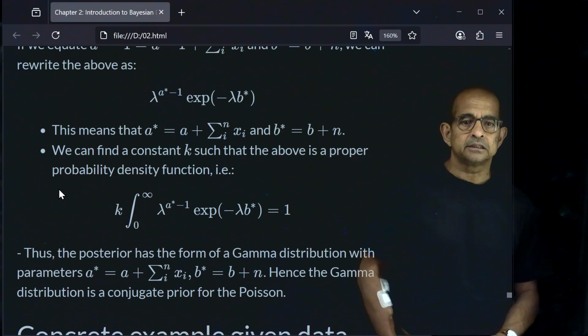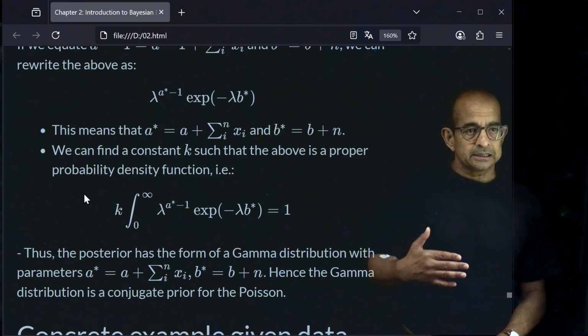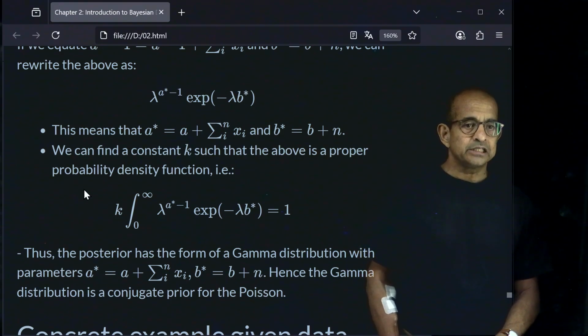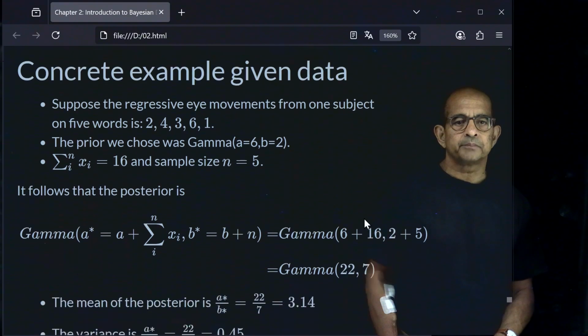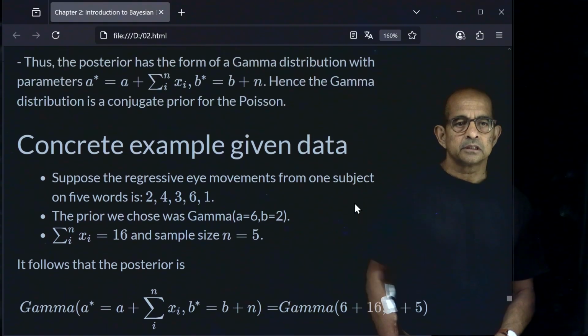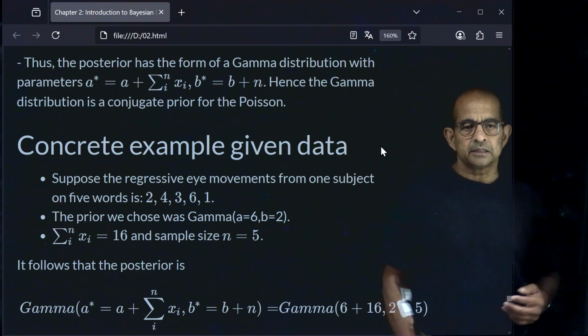Okay, so that's the procedure that we have used now. We have used Bayes' rule to figure out the posterior. So let's work on a concrete example now, given some hypothetical data. I'm just making up some data here.